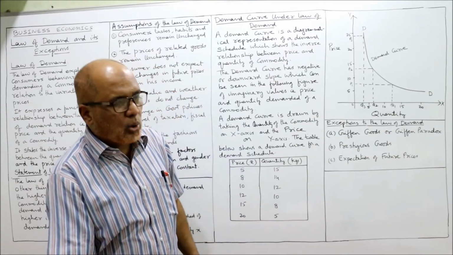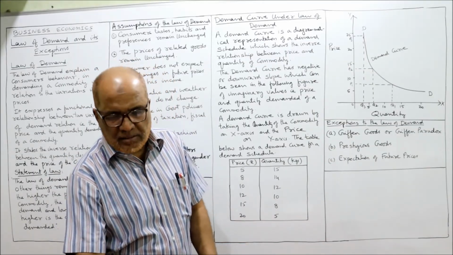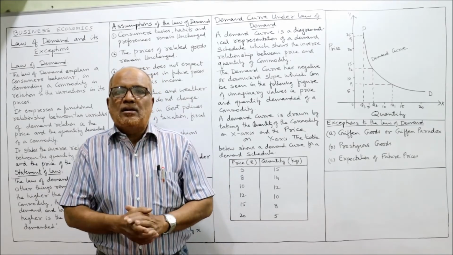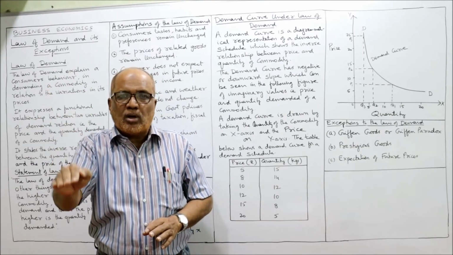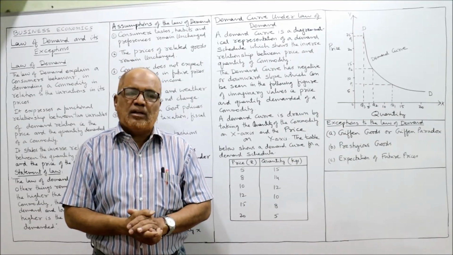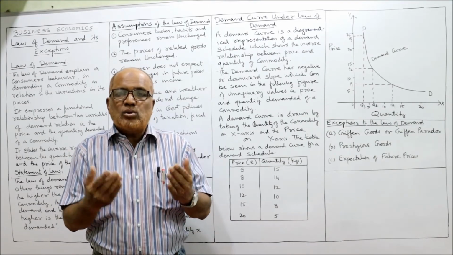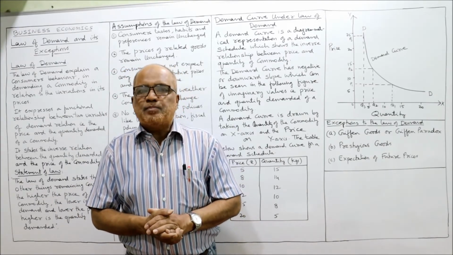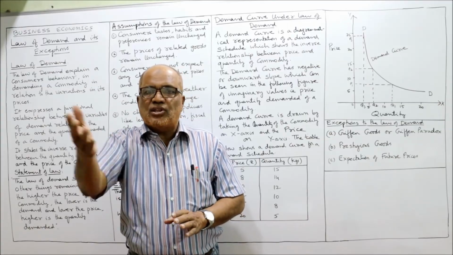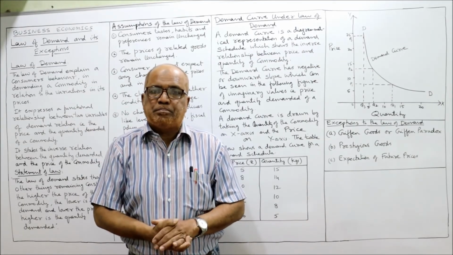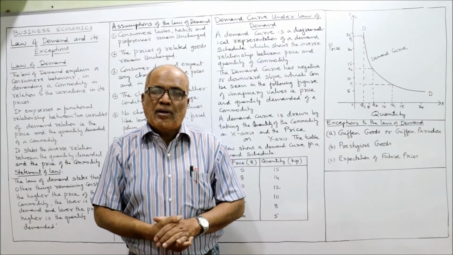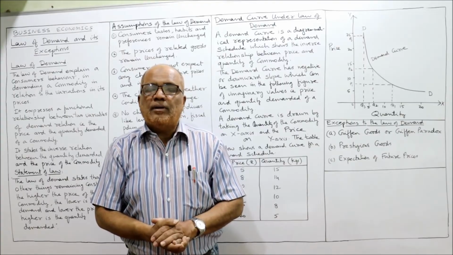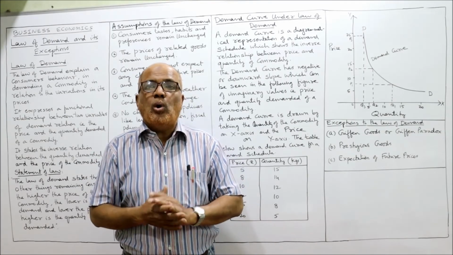Example, diamond, gold, etc. Third, expectation of future prices. If the consumer expects that future prices are going to increase, not come down, demand will also increase now. For example, if a speculator expects that in the next three to four months the price of gold is going to shoot up, right now it is less, but in future it is going to increase, what will happen? The speculator will purchase more gold right now.